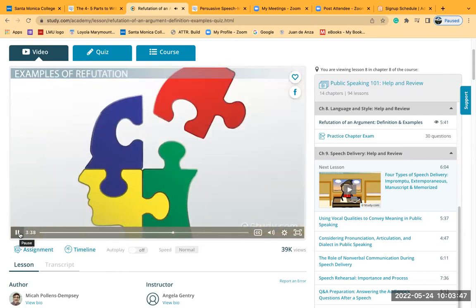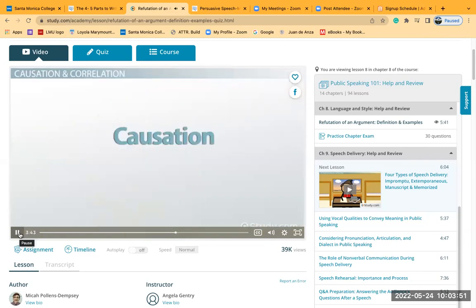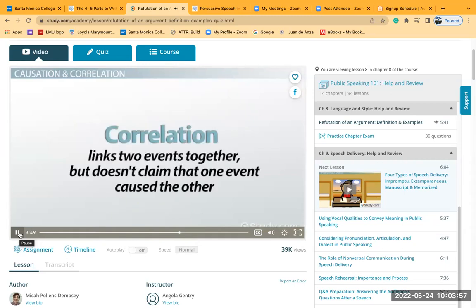One common logical fallacy is to assume causation when there is only correlation. Causation would mean that an event caused another event to happen, while correlation only links two events together, but doesn't claim that one event caused the other.